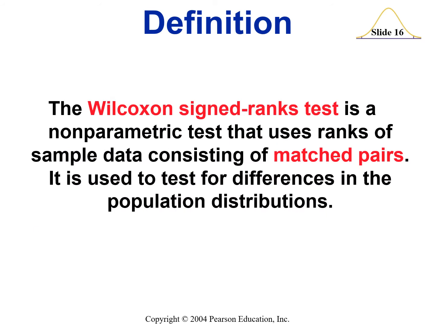The Wilcoxon signed rank test is a non-parametric test that uses ranks of sample data consisting of matched pairs. It is used to test for differences in the population distribution. This is the definition.